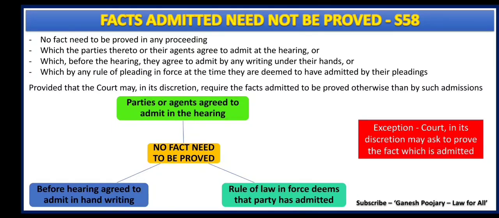To make this section easy, I have my chart below, where the chart is all about those facts which need not be proved. What are those facts? Under three circumstances. The first one, the green box, parties or agents of those parties already agreed that they are going to admit such fact in the hearing. In that case, such fact need not be proved.